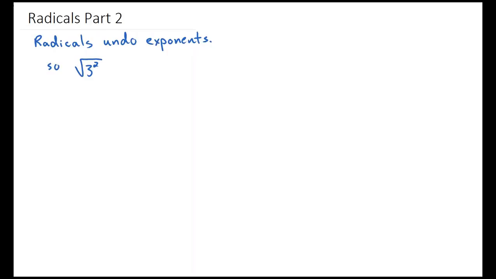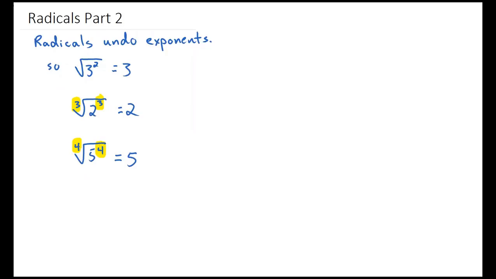So if we had the square root of 3 squared, that's going to equal 3. And if we have the cube root of 2 to the third, then that will equal a 2. If we have the fourth root of 5 to the fourth, then that's going to equal 5. So here again, remember, radicals undo exponents. So the radical index will cancel with the exponent. The radical index cancels the exponent, and we're left with what's there before the exponent is applied.